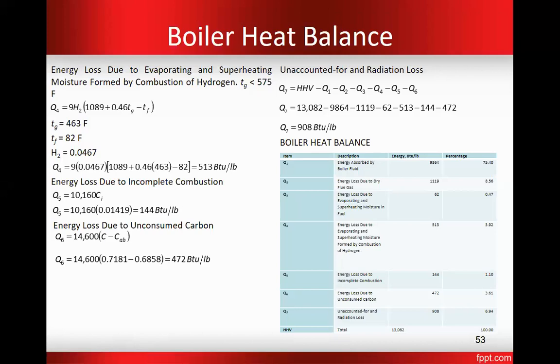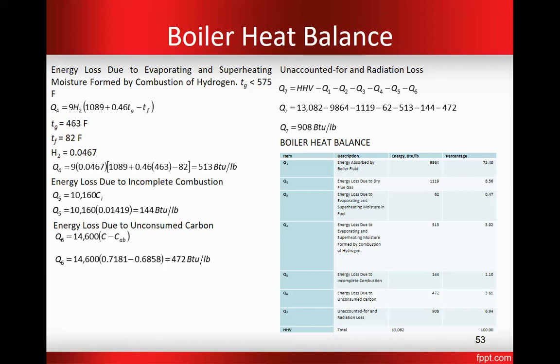Then, the unaccounted for and radiation loss is your difference. Q sub 7 is equal to H sub 3 minus Q sub 1 minus Q sub 2 minus Q sub 3 minus Q sub 4 minus Q sub 5 minus Q sub 6. So Q sub 7 is equal to 13,082 minus 9,864 minus 1,119 minus 62 minus 513 minus 144 minus 472, which is 908 BTU per pound.